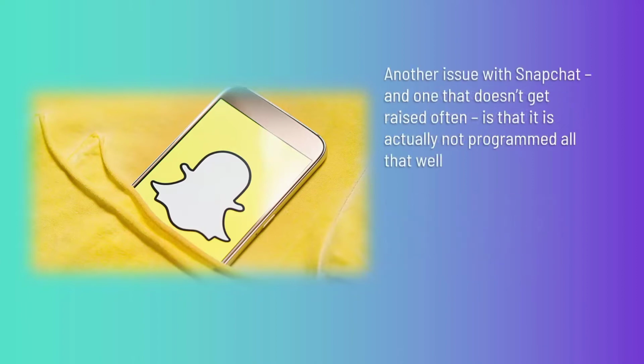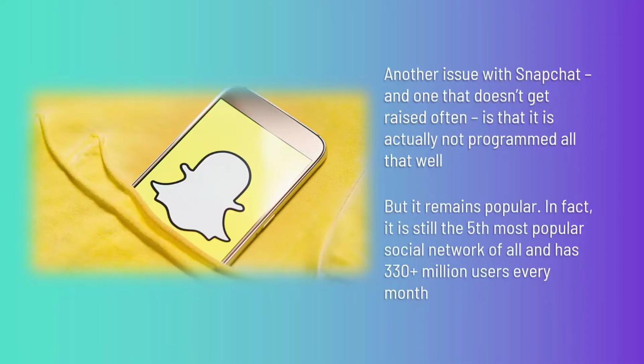Another issue with Snapchat, and one that doesn't get raised often, is that it is actually not programmed all that well. The app takes up more space than it should, uses more memory, and doesn't have the most intuitive interface. But it remains popular. In fact, it is still the 5th most popular social network of all and has 330 plus million users every month. Consider, too, that the entire experience is built around stories in this case. So, if you're going to be creating stories to share on Facebook and Instagram, then you might as well post the same ones here as well.